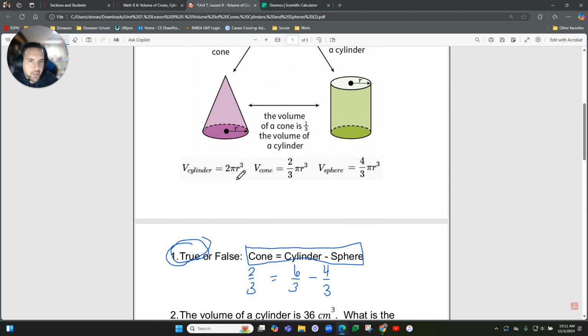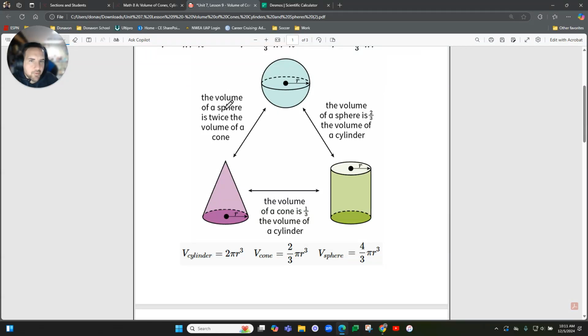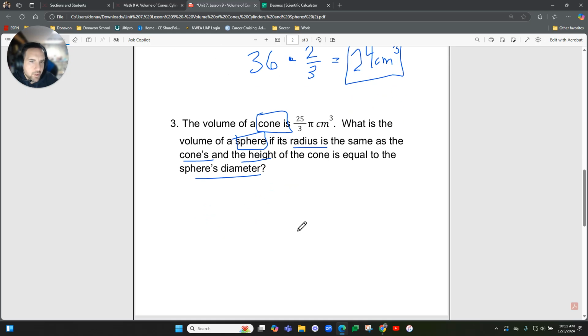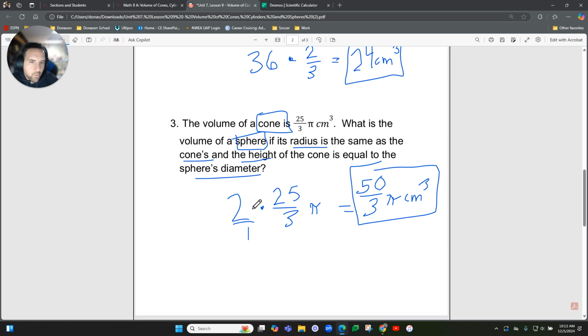Okay, so if we look at the cone and the sphere, the volume of a sphere is twice the volume of a cone. So I just need to multiply this number by 2. So 25 over 3 pi times 2. That's going to be 2 times 25, which is 50 over 3 pi centimeters cubed. Really this is like 2 over 1 and you just multiply across. So 2 times 25 is 50, 1 times 3 is 3. And that's it.